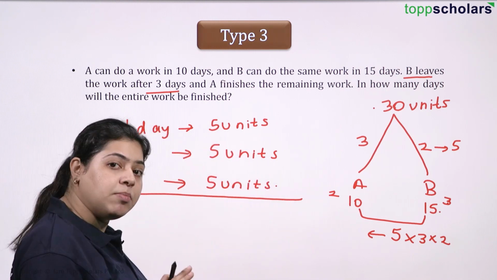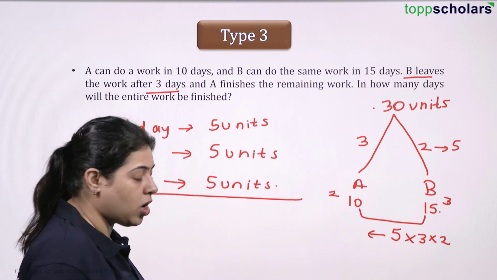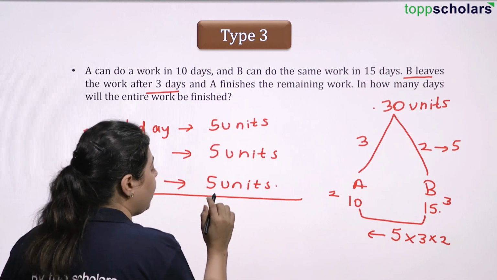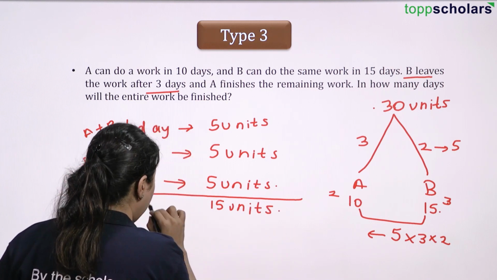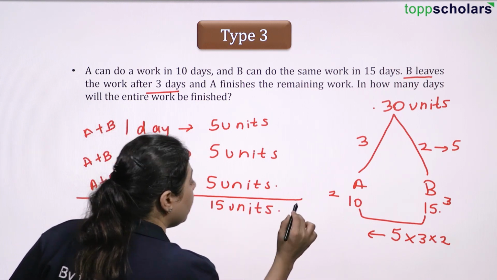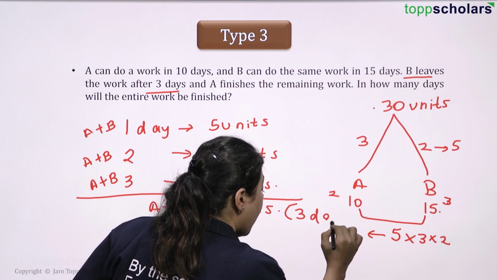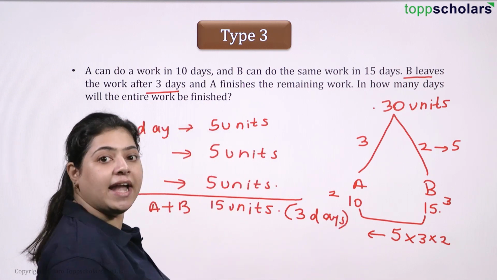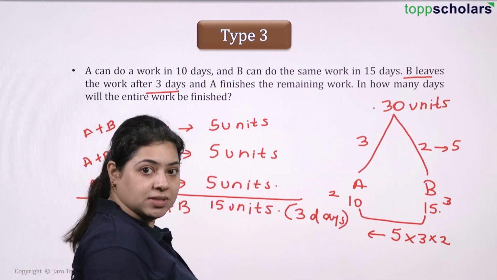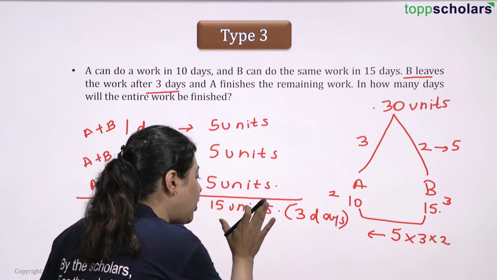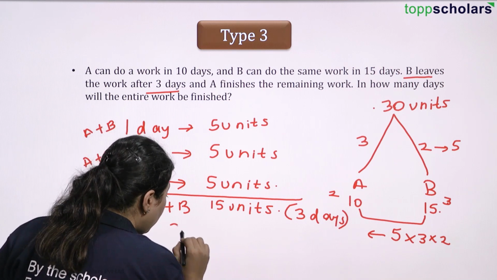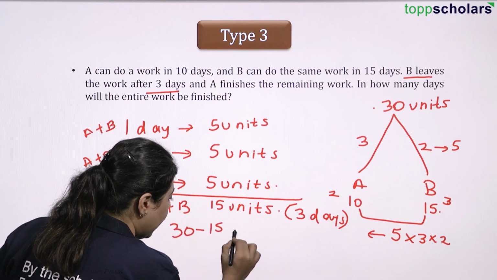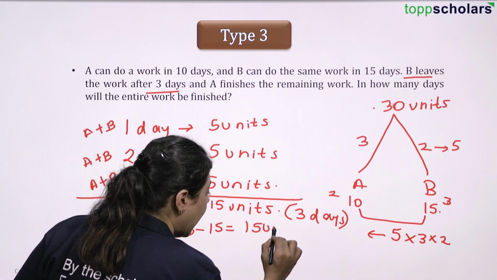So for 3 days, both A and B have done the work. How much work have they done? 5, 5 and 5, 15 units. But the total work that needs to be done is 30 units. From 30 units, only 15 units have been done. So there are 15 more units that need to be completed. Correct? 15 more units are remaining.